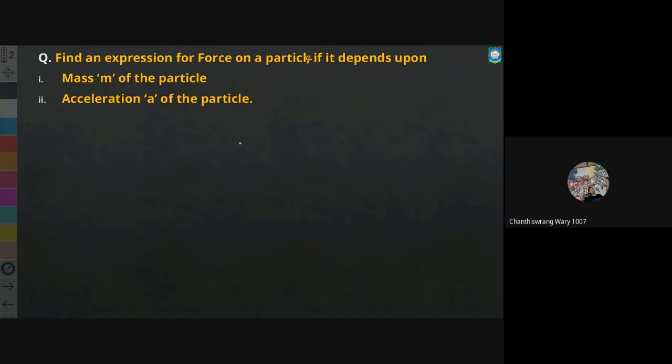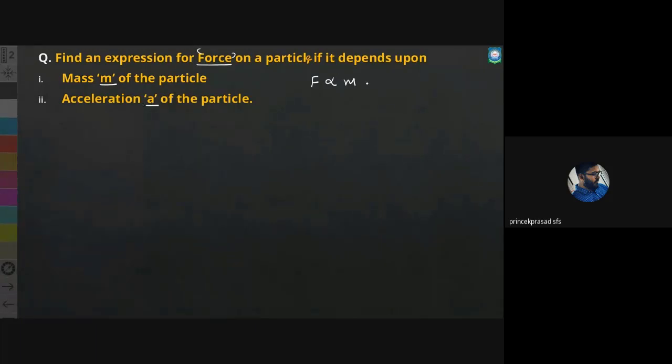Yes, sir. So here from the question, what can I write? Here I want to find an expression for force, and it is given that it is depending directly on mass and acceleration. Mass and acceleration. So according to the question, I can write F is, if it depends upon, which symbol do we use to represent that dependency? We commonly use alpha. What is the meaning of this symbol? You are already familiar. Yeah, it is the proportionality symbol.